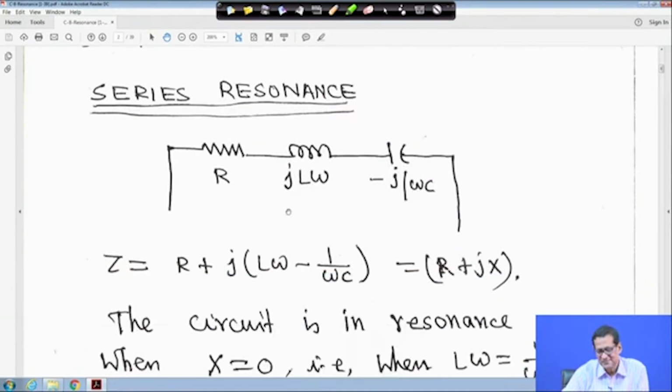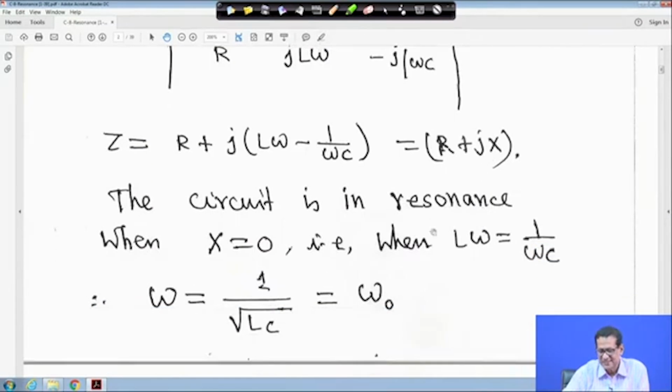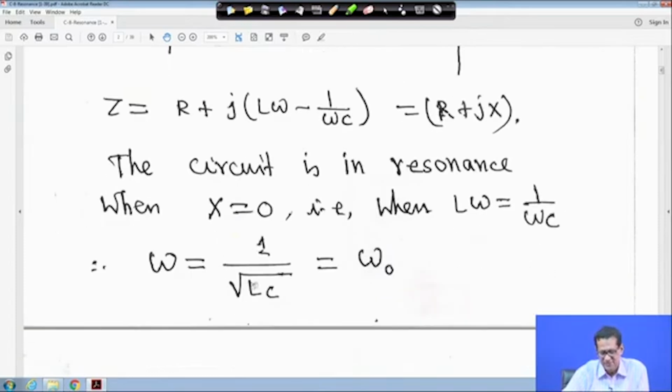In the case of a simple series RLC circuit, R, j L omega, minus j upon omega C, the impedance Z is equal to R plus j(L omega minus 1 upon omega C), which you can write as R plus jX. The circuit is in resonance when X is equal to 0. That means L omega minus 1 upon omega C is equal to 0, so L omega is equal to 1 upon omega C. That means omega is equal to 1 upon root over LC, which is omega 0.